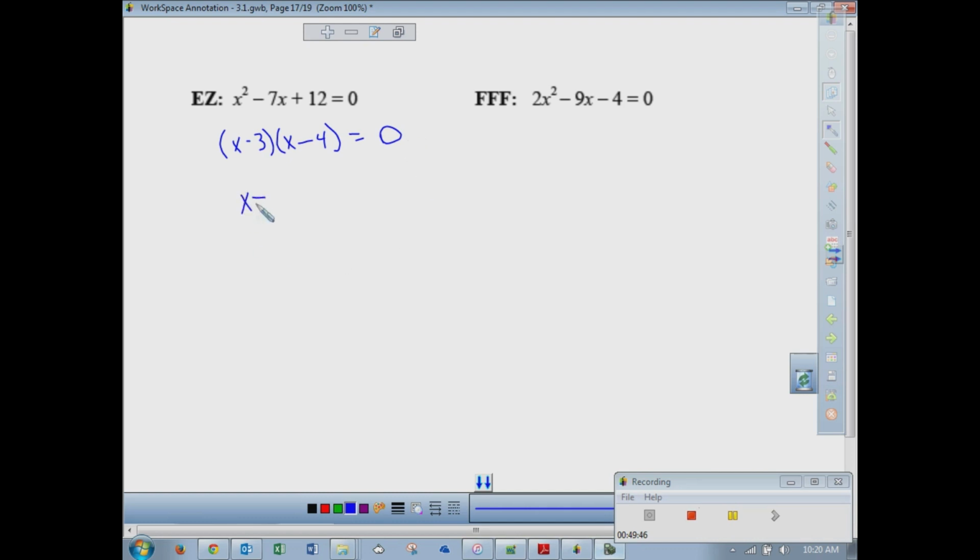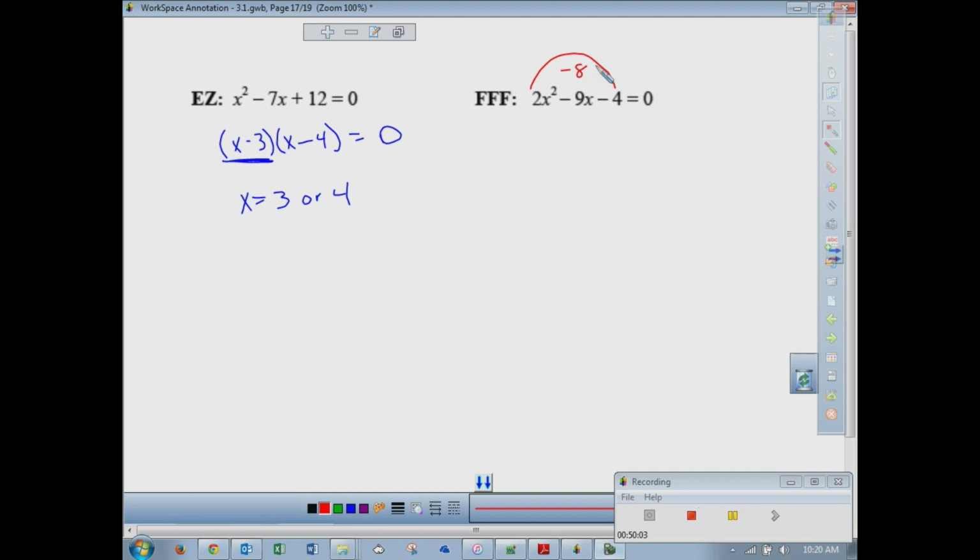Solve for x. X could equal 3 or 4. All right, what value makes this 0 if x was 3? What value makes that one 0 if x was 4? Frowny face factor. Why? Because the a value is not 1. So I make that little frowny face and I multiply a times c, negative 8.